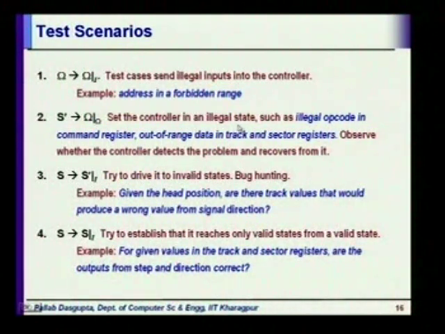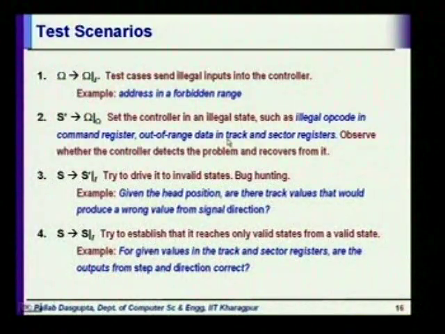Then set the controller in an illegal state. This is the second category, such as you give an illegal opcode in the command register, which is not an opcode corresponding to the set of commands that we saw in the previous slides. And you could put out of range data in the track and sector registers, put some value in the track register, and there is no track of that number, let us say. So, that's putting out of range data in the track. Similarly, you can put out of range data in the sector register and see whether the controller detects the problem and recovers from it.